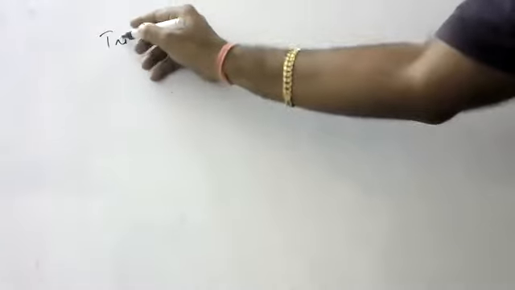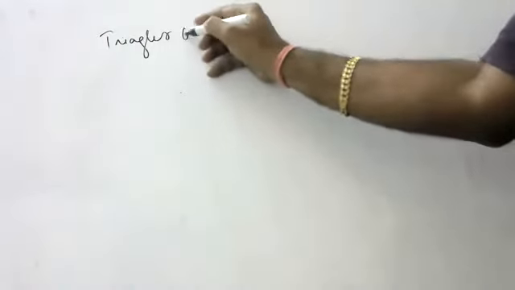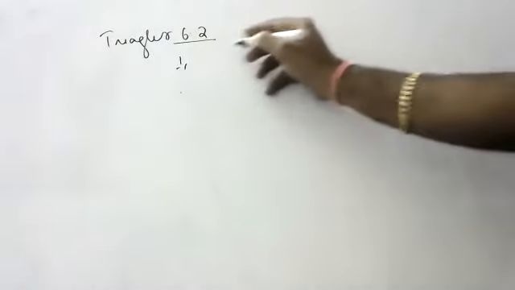See here, children. We'll revise Triangles, exercise 6.2. We'll discuss all the similarities, children. First question. See here, there's a question like this, children. Please see here.